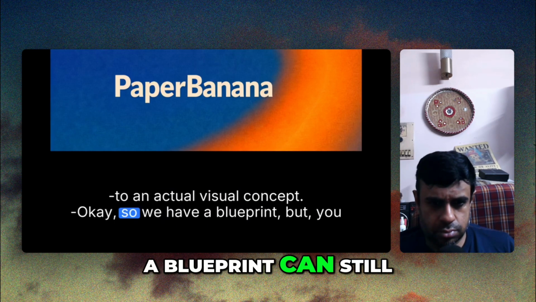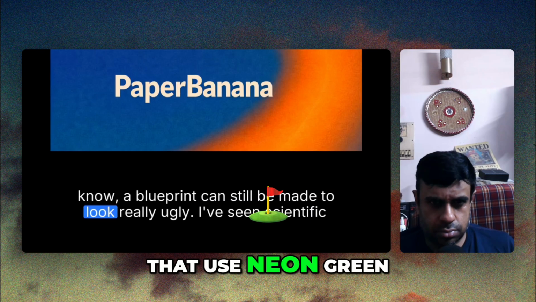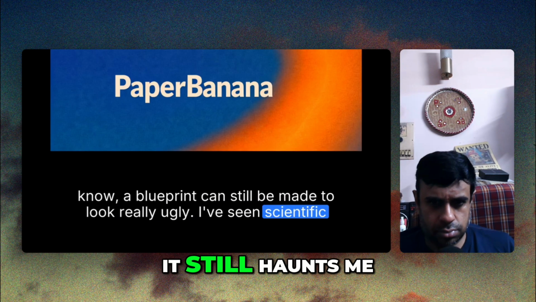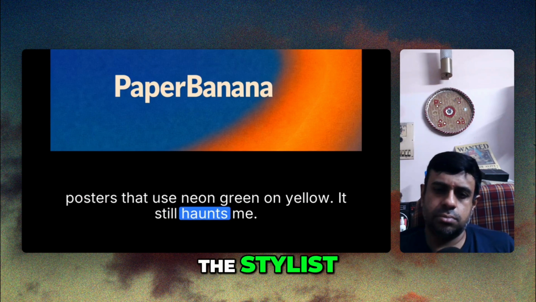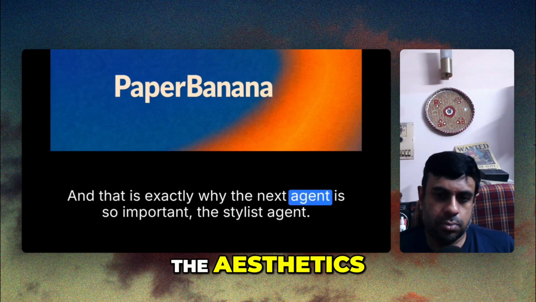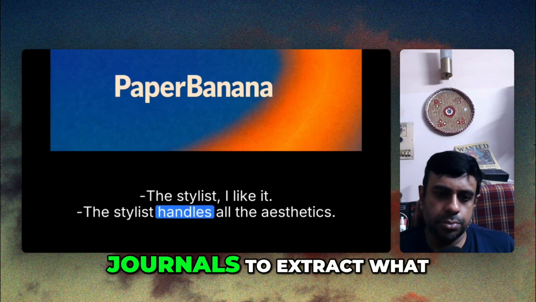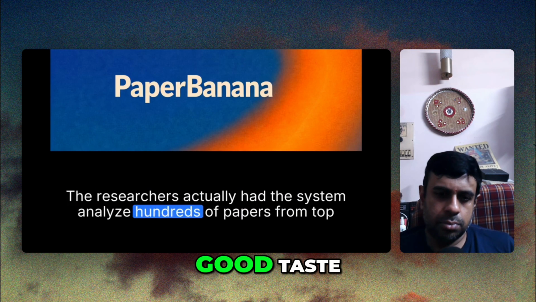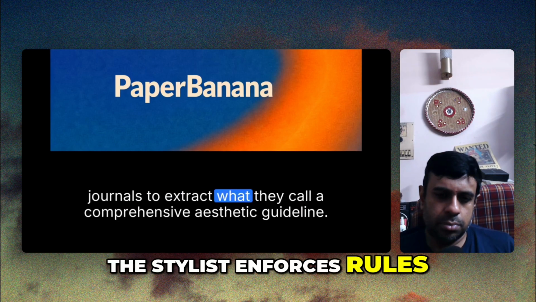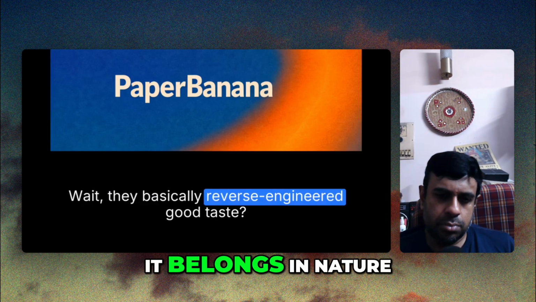But a blueprint can still be made to look really ugly. I've seen scientific posters that use neon green on yellow. It still haunts me. And that is exactly why the next agent is so important, the stylist agent. The stylist, I like it. The stylist handles all the aesthetics. The researchers actually had the system analyze hundreds of papers from top journals to extract what they call a comprehensive aesthetic guideline. Wait, they basically reverse engineered good taste? Essentially, yes. The stylist enforces rules: typography, color harmony, layout balance, and makes sure the final product looks like it belongs in Nature or Science.